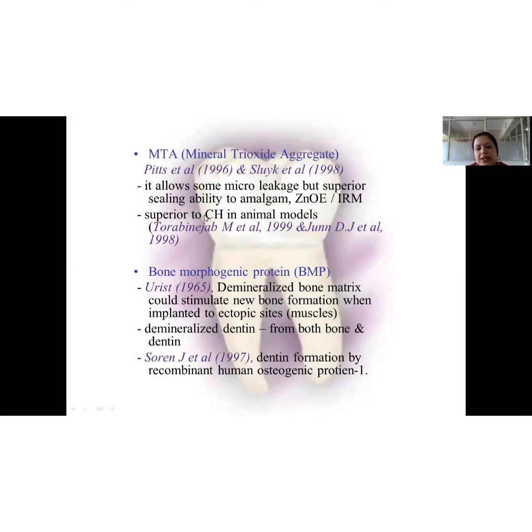MTA can also be used as a direct pulp capping agent. Pitts et al. and Torabinejad et al. found it allows some microleakage but has superior sealing ability to amalgam, zinc oxide and IRM, and is superior to calcium hydroxide in an animal model. Bone morphogenetic protein: according to Urist, demineralized bone matrix could stimulate new bone formation when implanted at ectopic sites, and demineralized dentine works for both bone and dentine. Nakashima et al. reported dentine formation by recombinant human osteogenic protein 1.